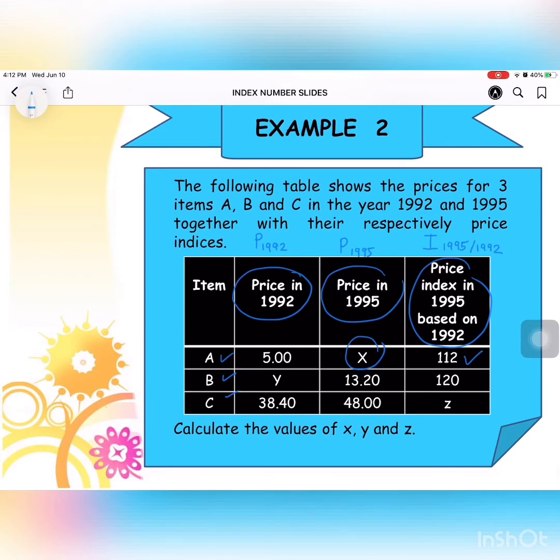Yes. Remember our formula: I 1995 based on 1992 equals the price at 1995 over the price at 1992. Please make sure that you know which is your base price.